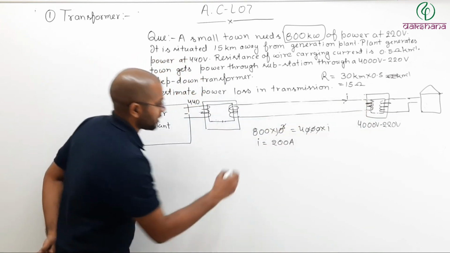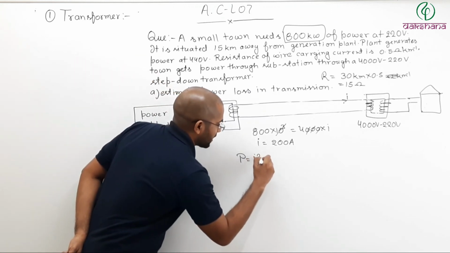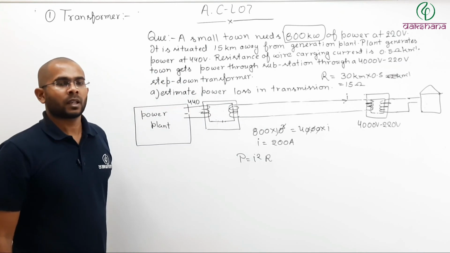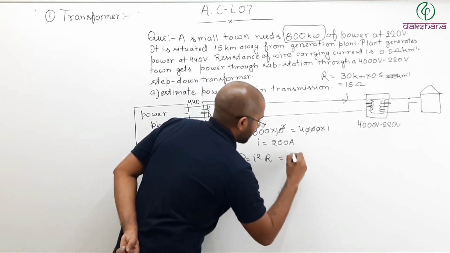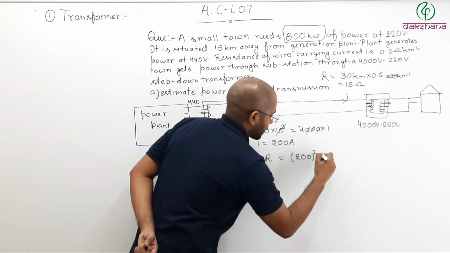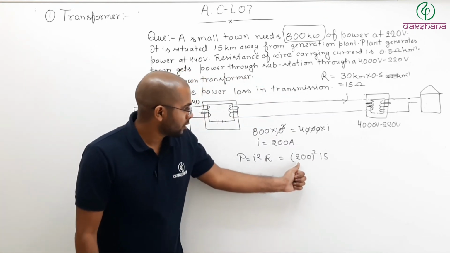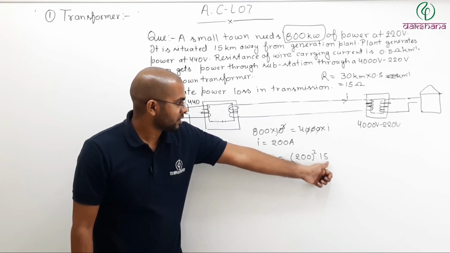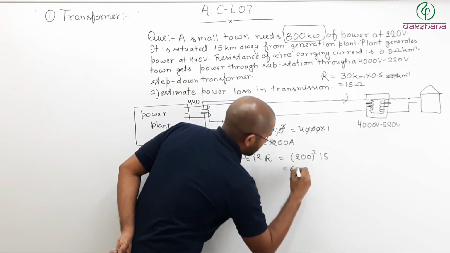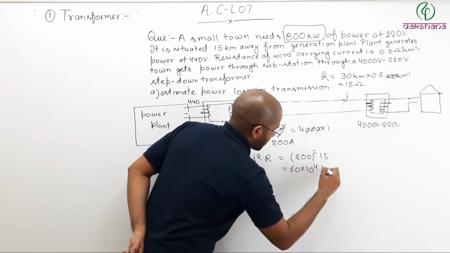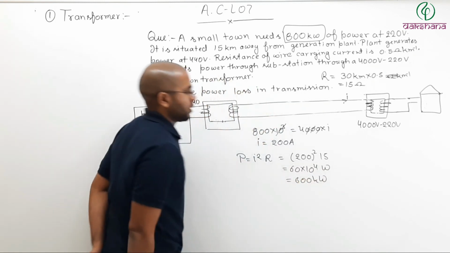Then what can I say? What is the power loss? Power loss is nothing but I square times resistance. What is I? 200. What is R? 15. So let us write 200 square times 15. What is 200 square times 15? 4 into 15, 60. 60 into 10 to the power 4 watt, or that can be written as 600 kilowatt.